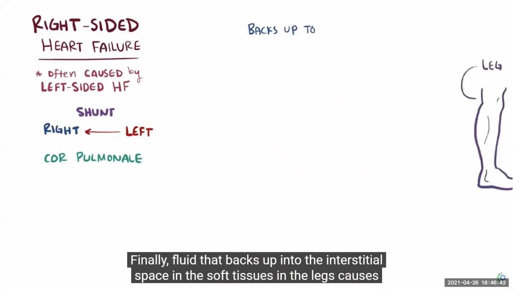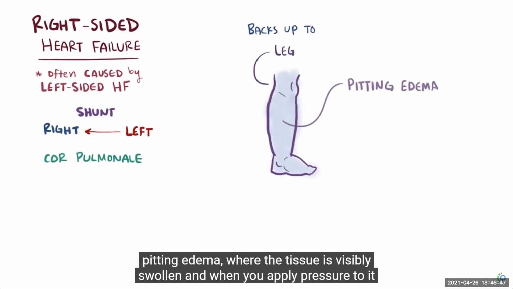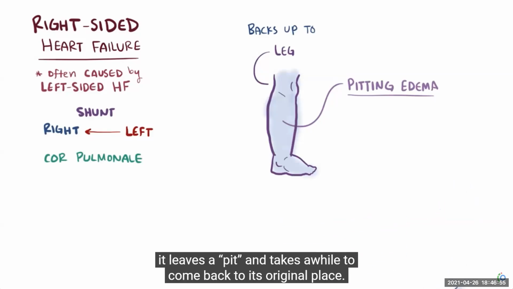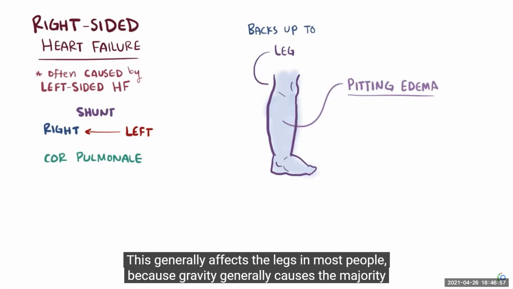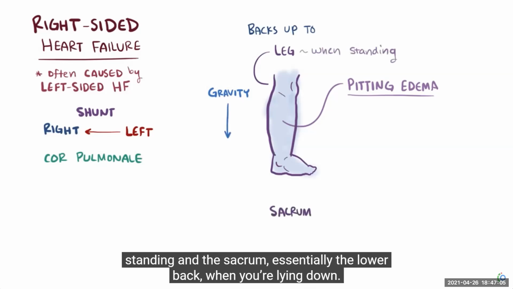Finally, fluid that backs up into the interstitial space of the soft tissue of the legs causes pitting edema, where the tissue is visibly swollen, and when you apply pressure to it, it leaves a pit and takes a while to come back to its original place. This generally affects the legs in most people, because gravity generally causes the majority of the fluid to pool in the dependent parts of the body, which is the legs when you're standing, and the sacrum, essentially the lower back, when you're lying down.